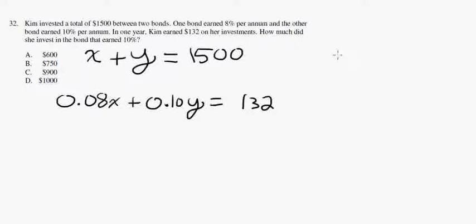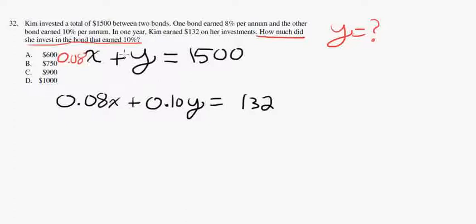Now, being a system of equations, we can solve this in a number of different ways. Since the question is asking us how much she invested in the bond that earned 10%, we're really only interested in what is y. I will solve this using elimination. Elimination offers us a way to get rid of the x and keep y around. So I'm going to do it as follows.